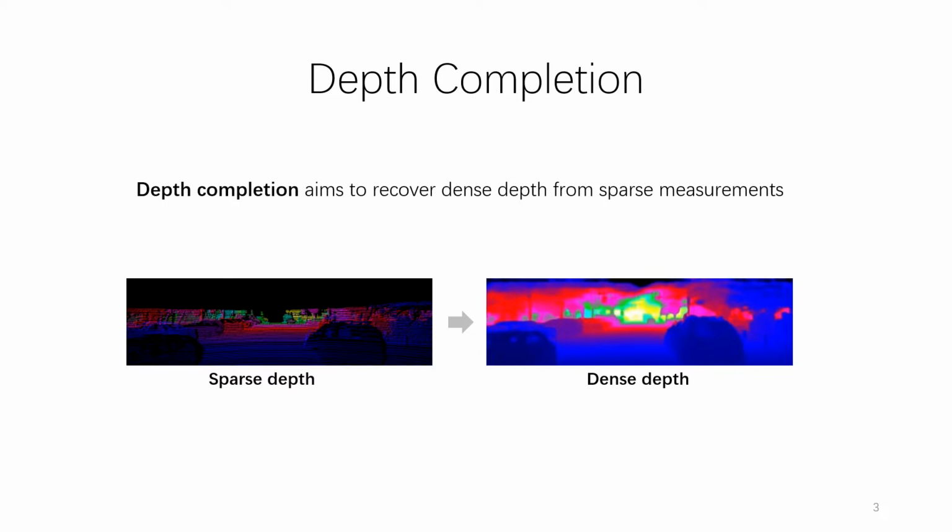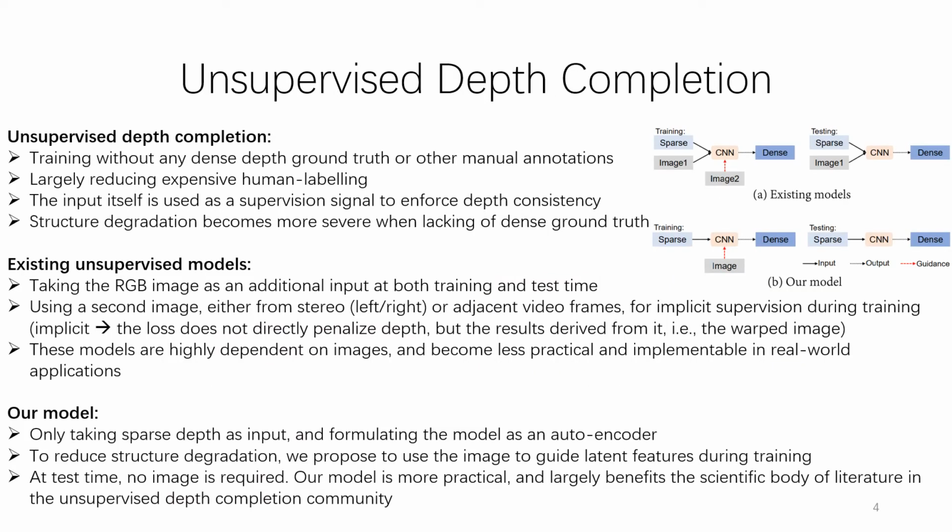In this work, we present a subtask of image completion. It's called depth completion, which aims to recover dense depth from the sparse depth image. The specific task we are focusing on is unsupervised depth completion. It means the model is trained without using any dense depth ground truth or other manual annotations.